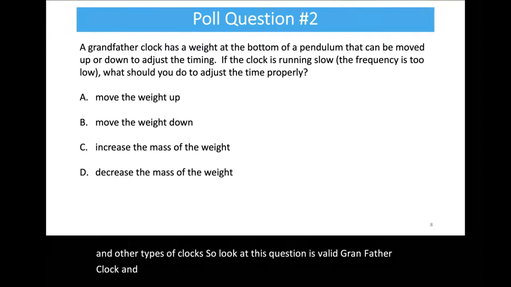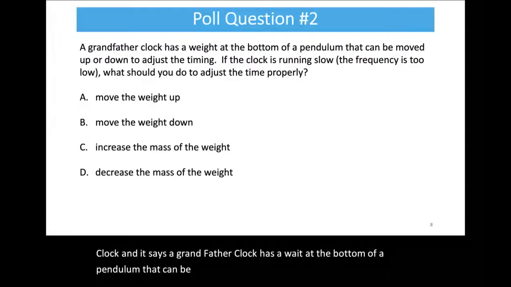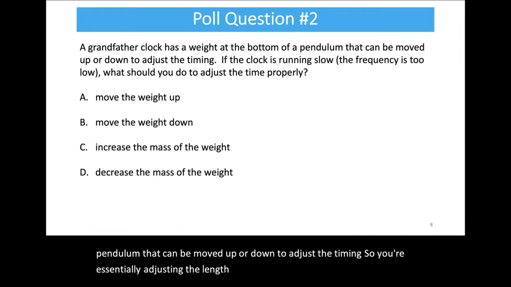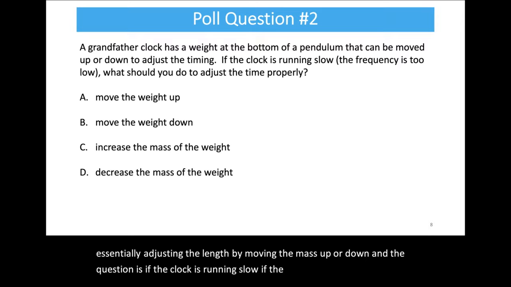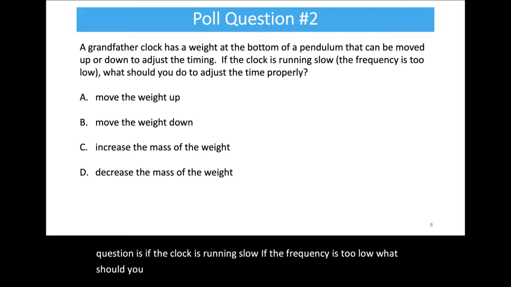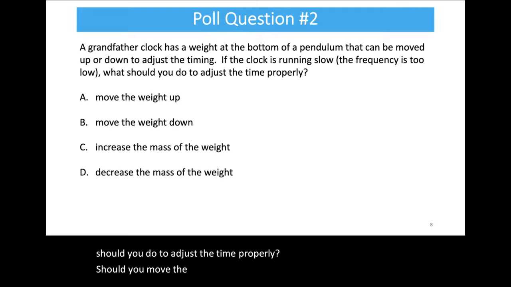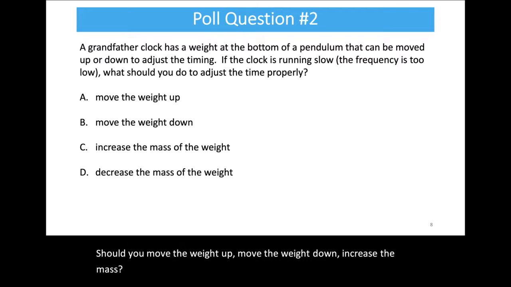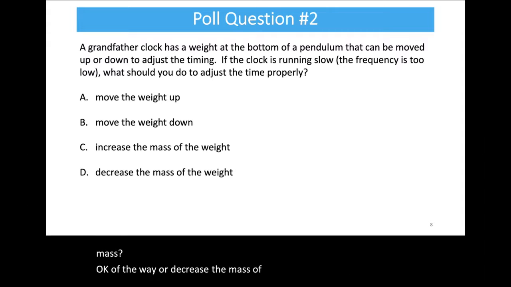It says, a grandfather clock has a weight at the bottom of a pendulum that can be moved up or down to adjust the timing. So you're essentially adjusting the length by moving the mass up or down. And the question is, if the clock is running slow, if the frequency is too low, what should you do to adjust the time properly? Should you move the weight up, move the weight down, increase the mass of the weight, or decrease the mass of the weight? Those are your choices.